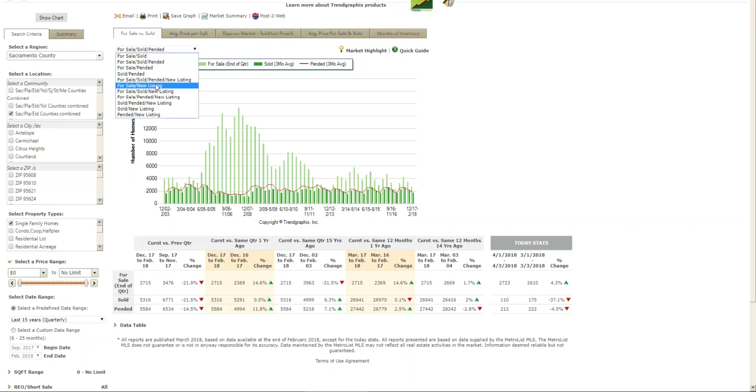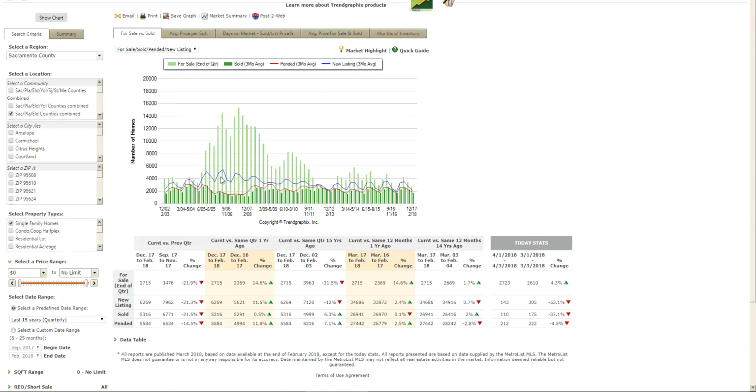And let's go click on for sale, sold, pending, and new listings. So there's that pattern there where you see a nice little dip here in new listings from a quarterly basis. But then once we go to month in a 5-year perspective, you'll see a little bit different story, which is why you can't just look at one screen and get the entire picture.